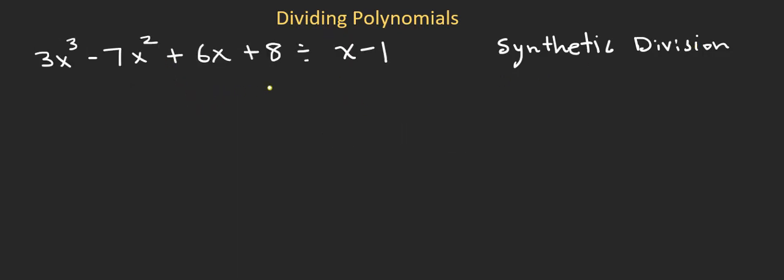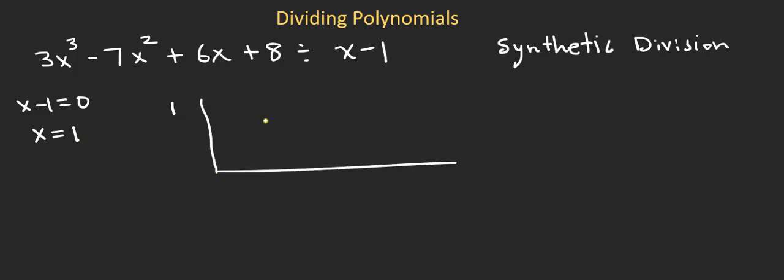Now let's do another example of synthetic division. You could apply synthetic division here because the divisor has a degree of 1. Now notice this is x minus 1. So set that equal to 0. So you get x equals 1. So 1 is the number that goes outside. And let's write the coefficients of the dividend. You got 3, negative 7, 6, and 8.